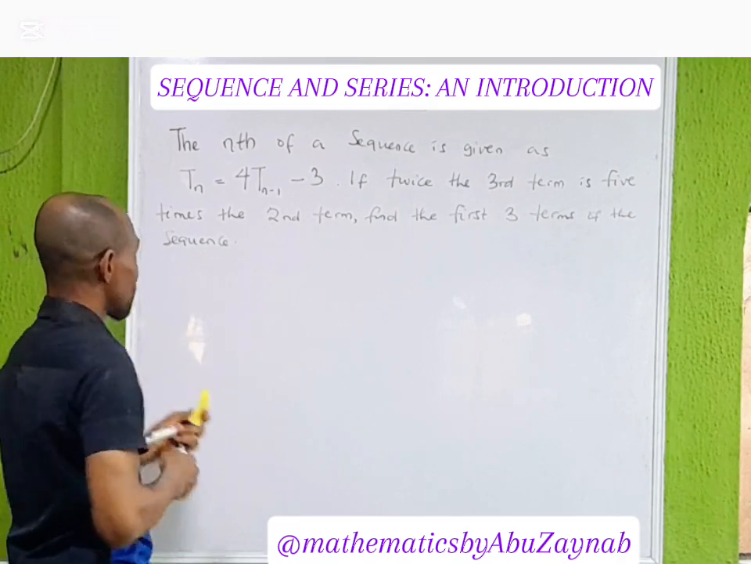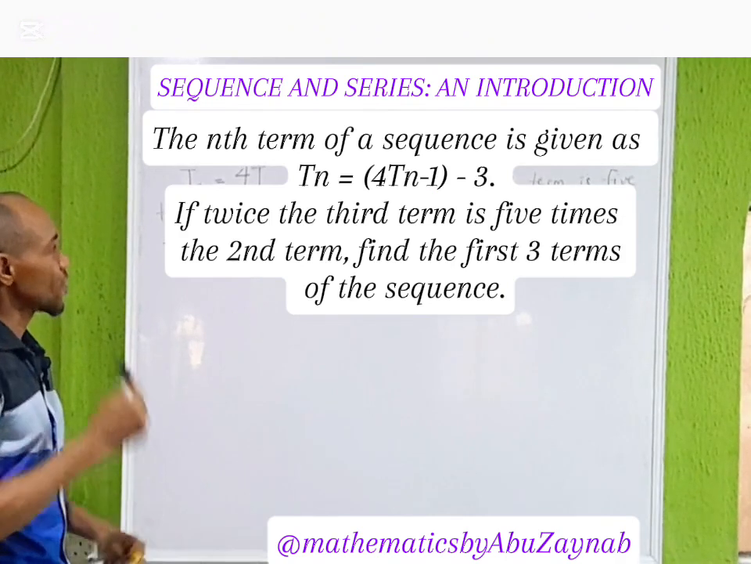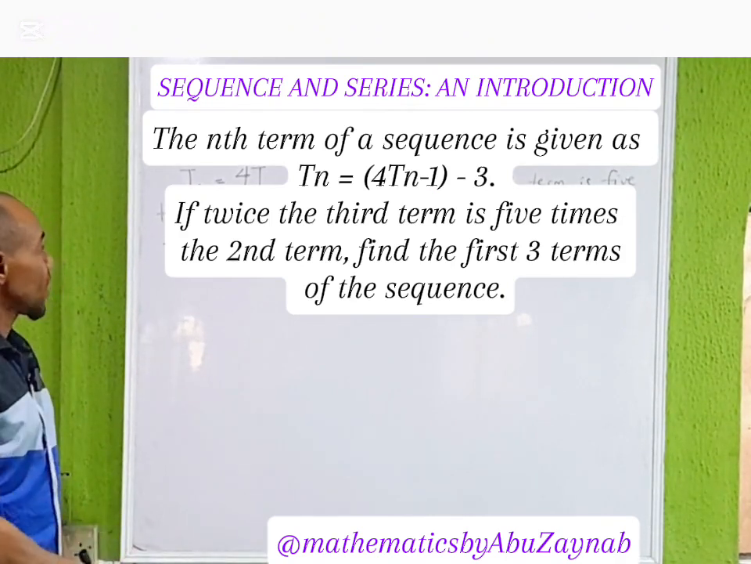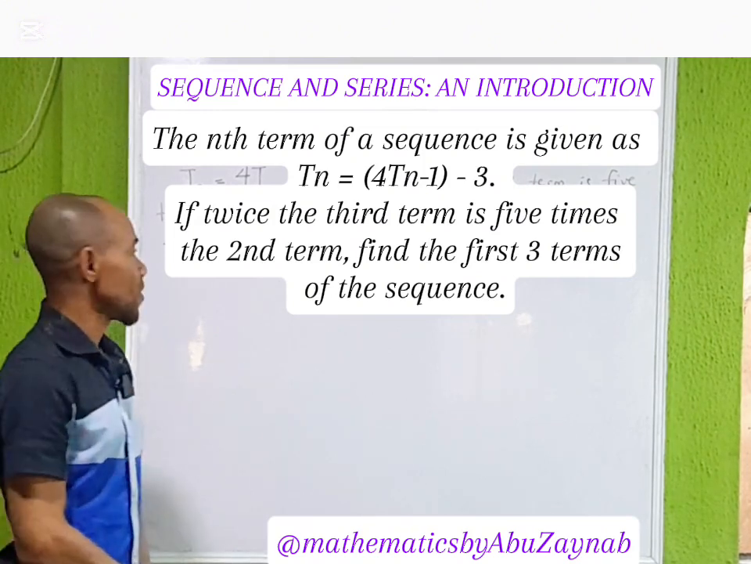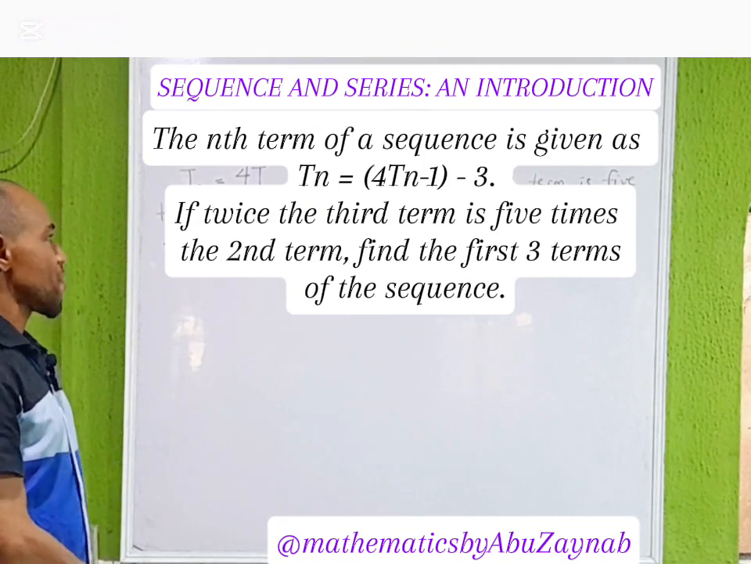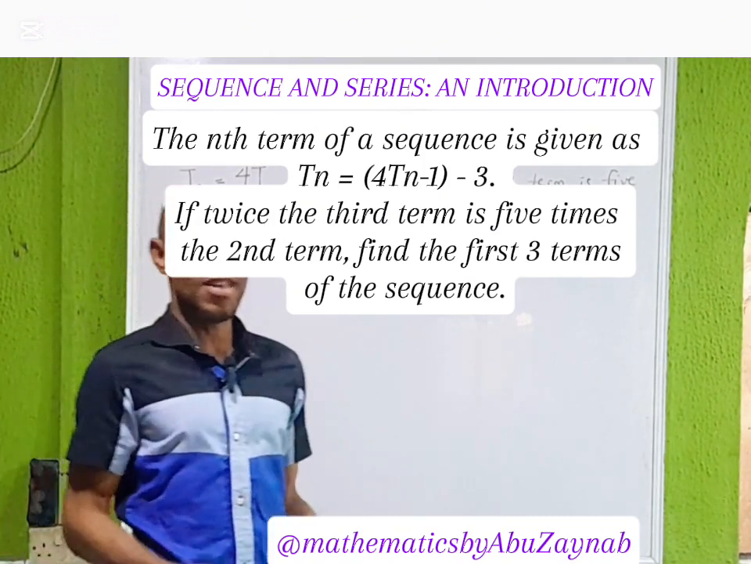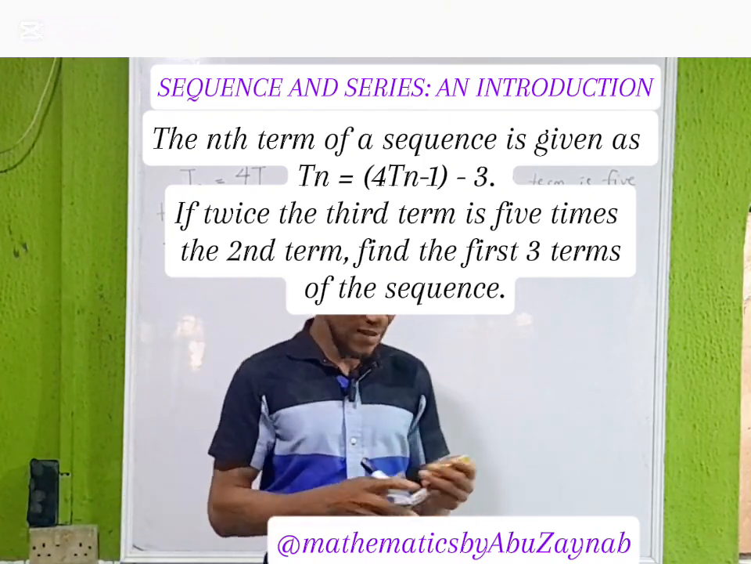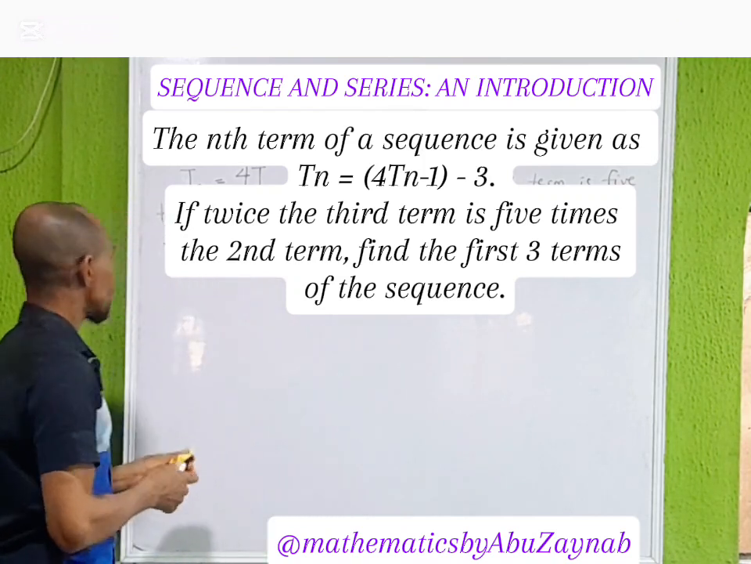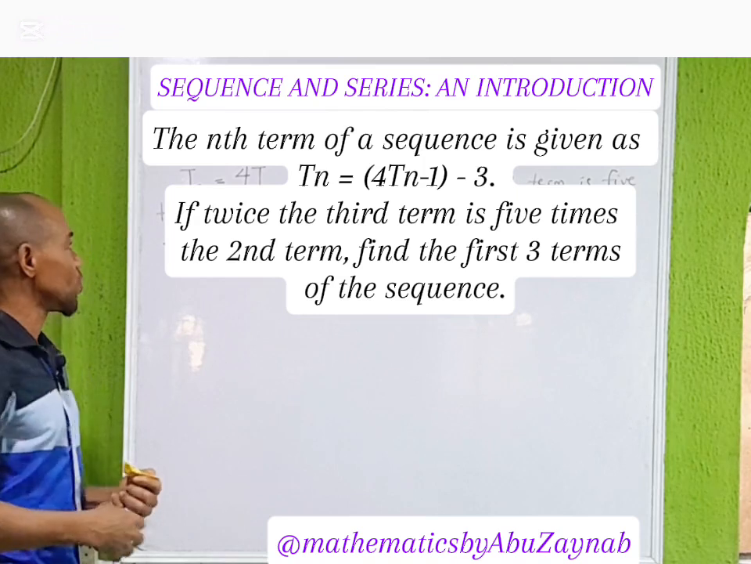Okay. The question goes as follows again. The nth term of a sequence is given as Tn equals 4 Tn minus 1 minus 3. If twice the third term is 5 times the second term, find the first 3 terms of the sequence. So this sequence particularly is an anonymous sequence that has no special name as such. So let's get used to that. So to start with, we use what we have. We always go from the known to the unknown.